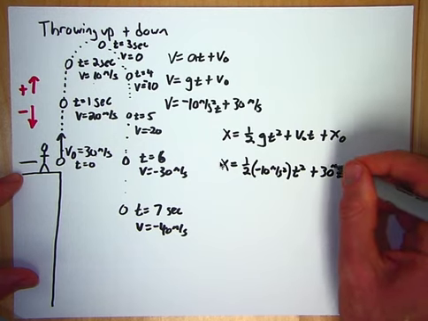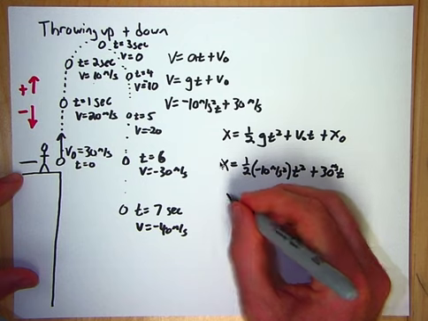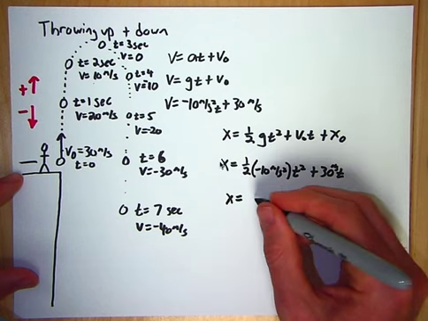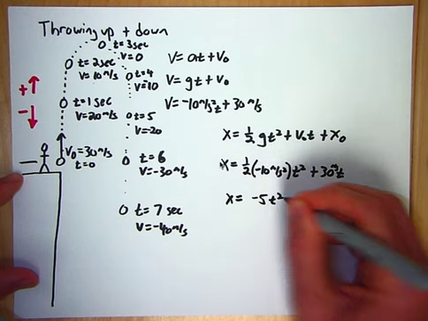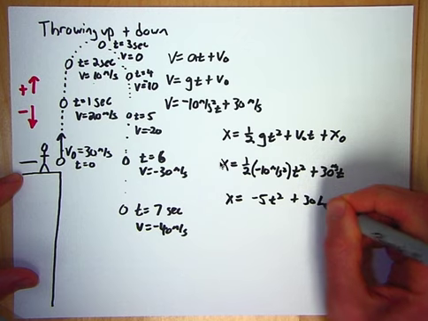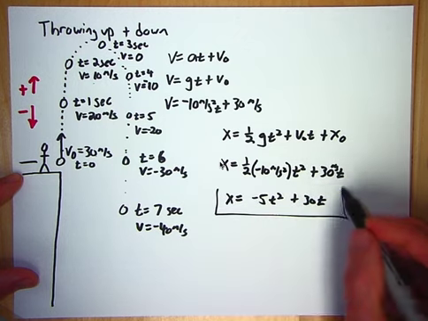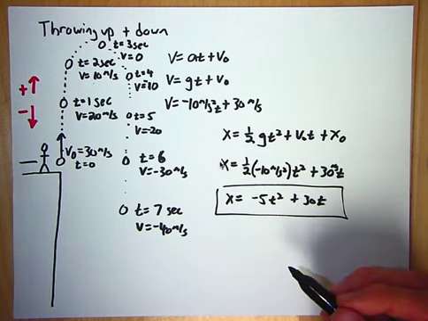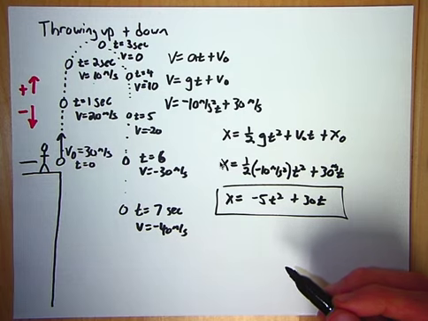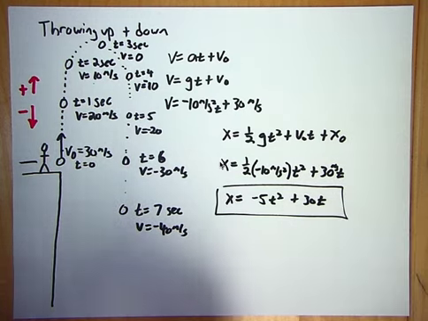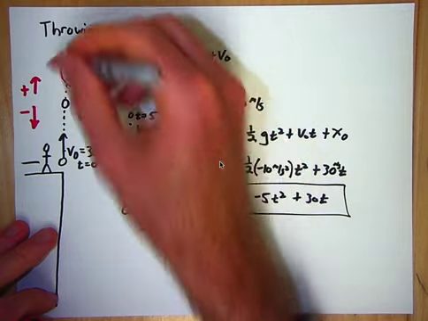30 meters per second times t. So x is going to be, just to simplify it, negative 5t squared plus 30t. You have to use this if you want to figure out where you are. Let's figure out, for the example of, oh, I don't know, let's figure out at 2 seconds, where is it?